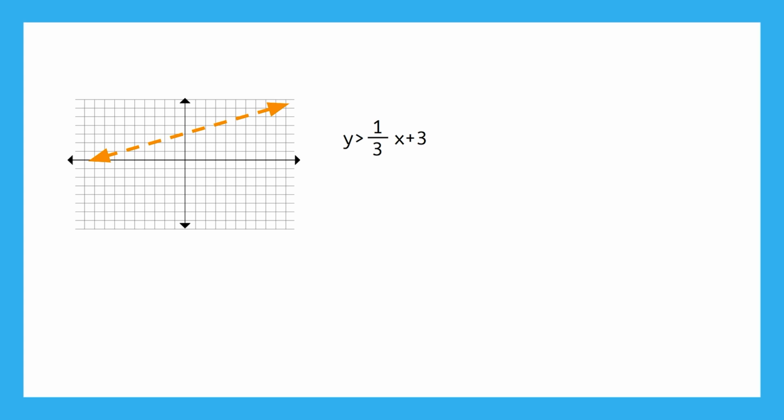If we tested any points above the line, they would give us a true statement, like this, for example. Substituting this point gives us a true statement. Or this. This point also gives us a true statement. Since points above the line give a true statement, and points below the line give a false statement, we can confidently shade this section in to show that all the solutions to this inequality are above the line, not including the points on the line, since our line is dashed. Great job here.